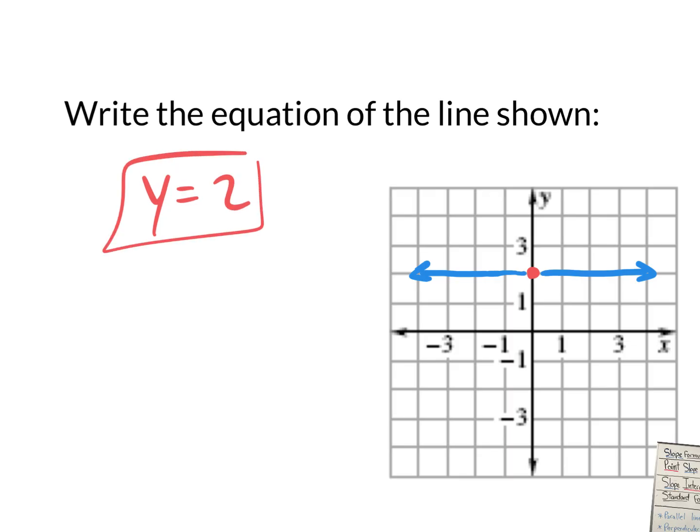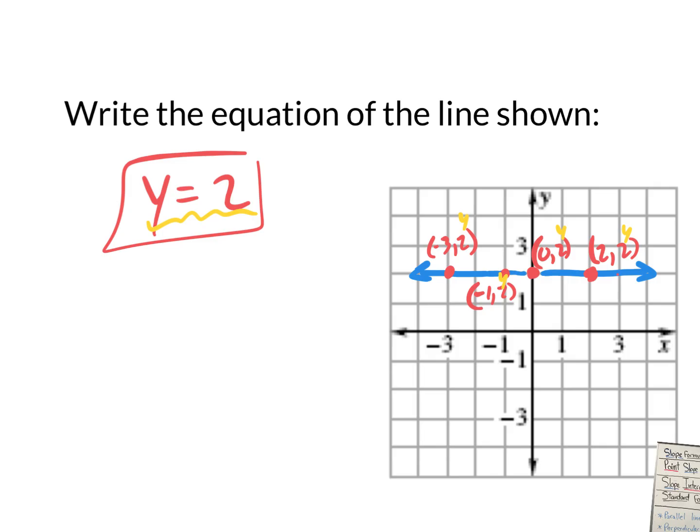Why? Because any coordinate on this line is going to have the y value of 2. This coordinate is -3, 2. This coordinate is -1, 2. This coordinate right here is 0, 2. This coordinate over here is 2, 2. If you notice, all of those y values are 2. So that's why this horizontal line is y equals 2. You guys understand that, correct?